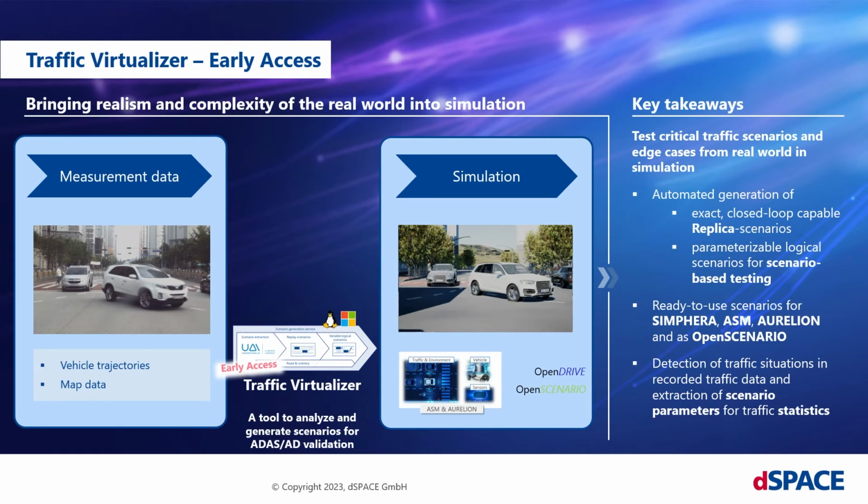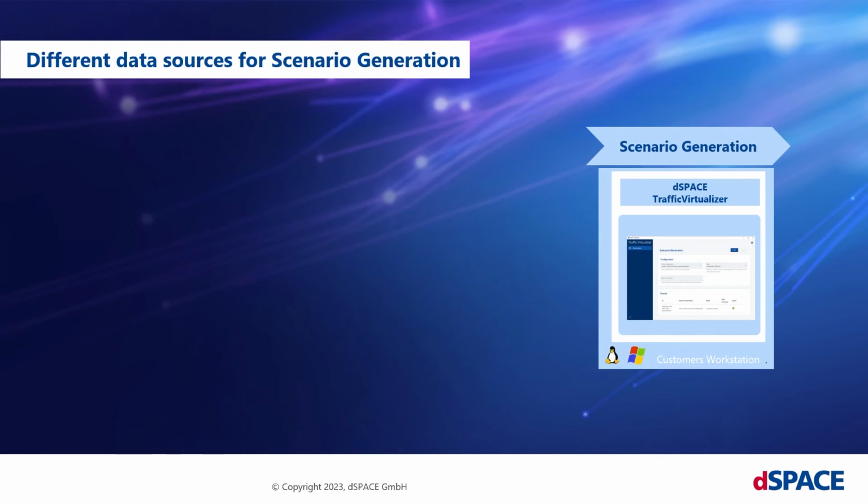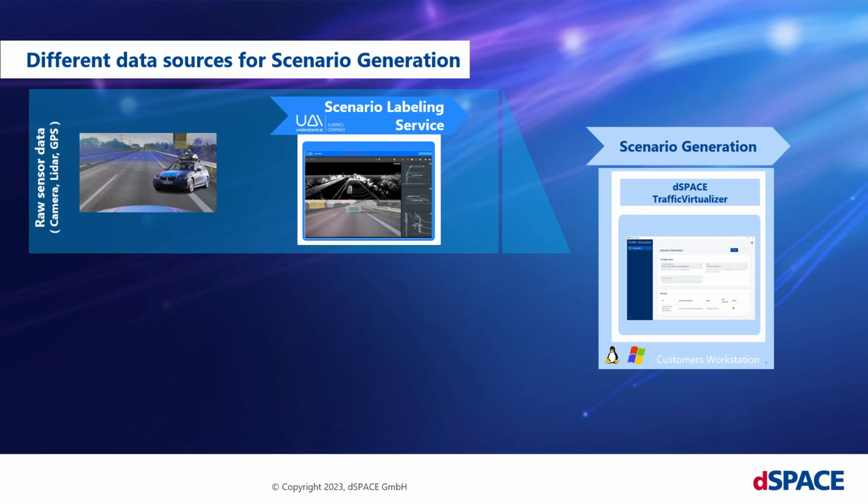The Traffic Virtualizer processes trajectory data that can come from different sources. If raw sensor data is, for example, available, so camera data, LiDAR data, and GPS data, the data needs to be labeled. Here, our daughter company, Understand AI, offers the required labeling services and creates trajectory data suitable to be directly processed by the Traffic Virtualizer. This process also creates a road model, so an OpenDRIVE file based on the raw sensor data.